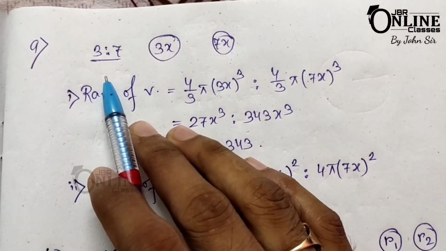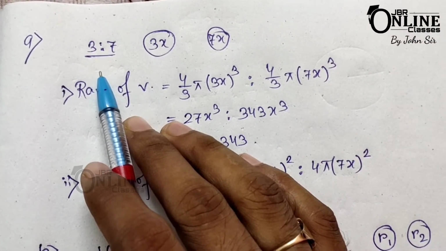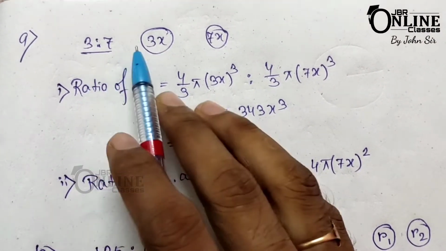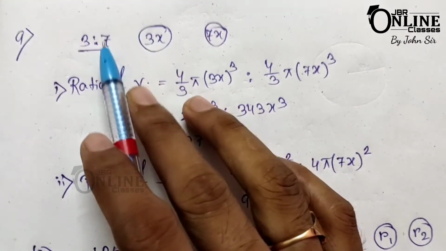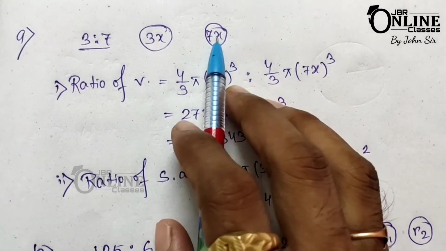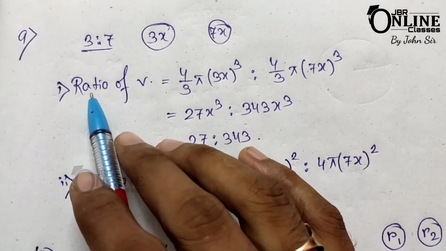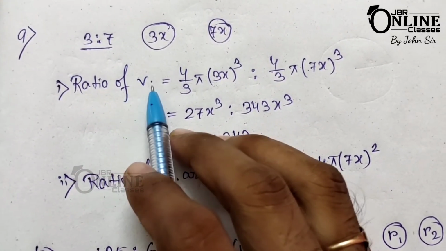Sum number 9. In sum number 9, if the ratio of the two radii of two spheres is 3:7. So here 3x is the first radius and 7x is the second radius of two separate spheres. So first find out the ratio of their volumes.